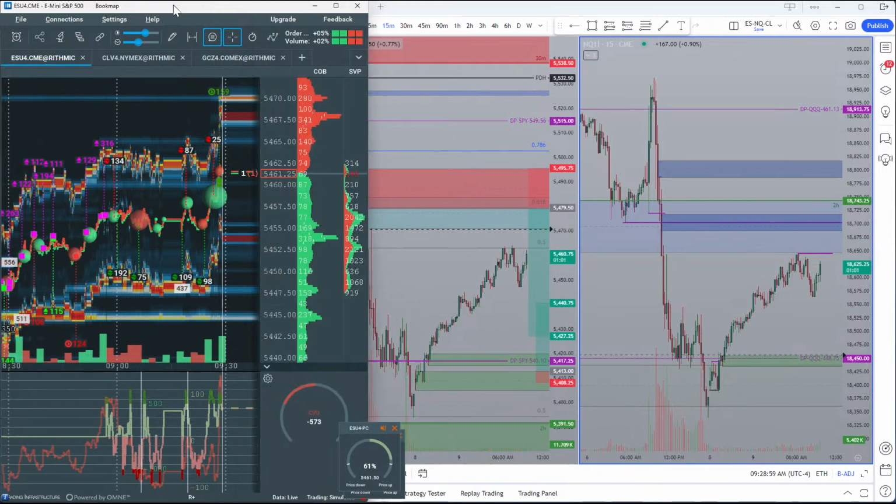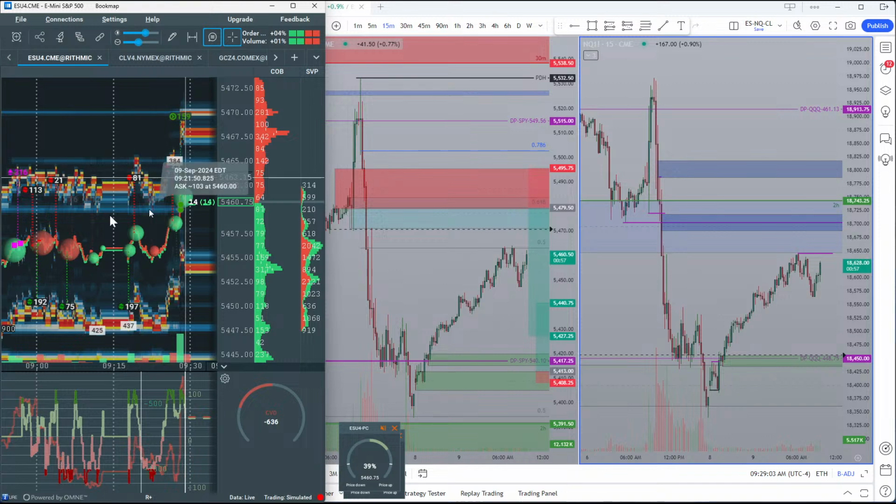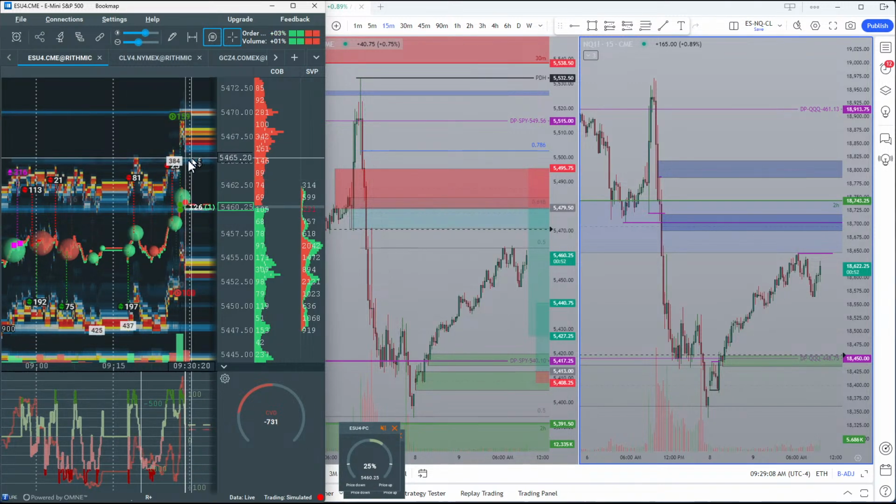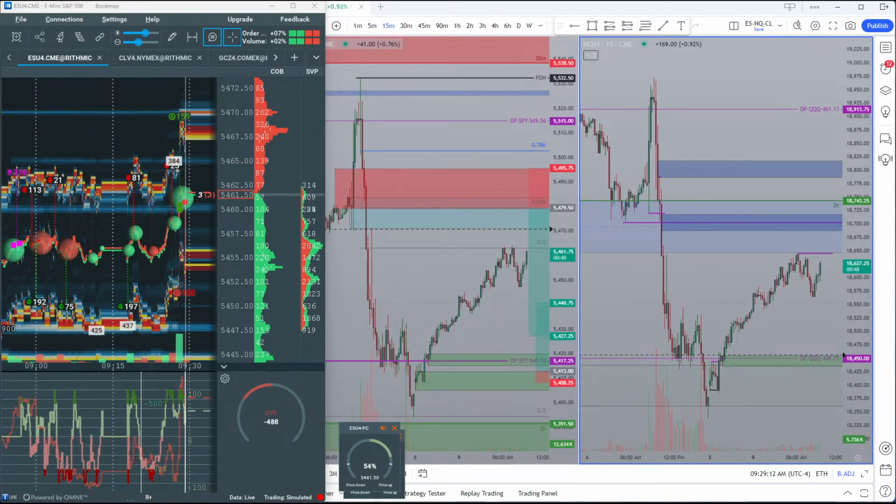We have ES on Bookmap right over here. Keep an eye on ES for any strong icebergs. When I say strong icebergs, I'm looking for anything 100, 200 and higher is extremely strong. Those I do want to try to sell with if we have any resistance with them.